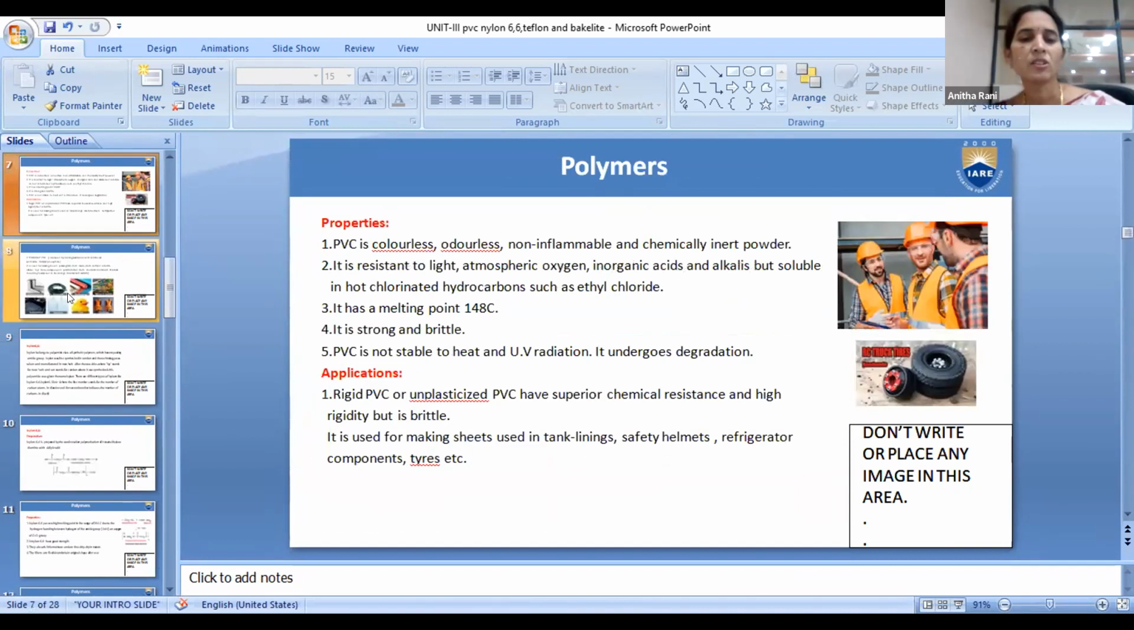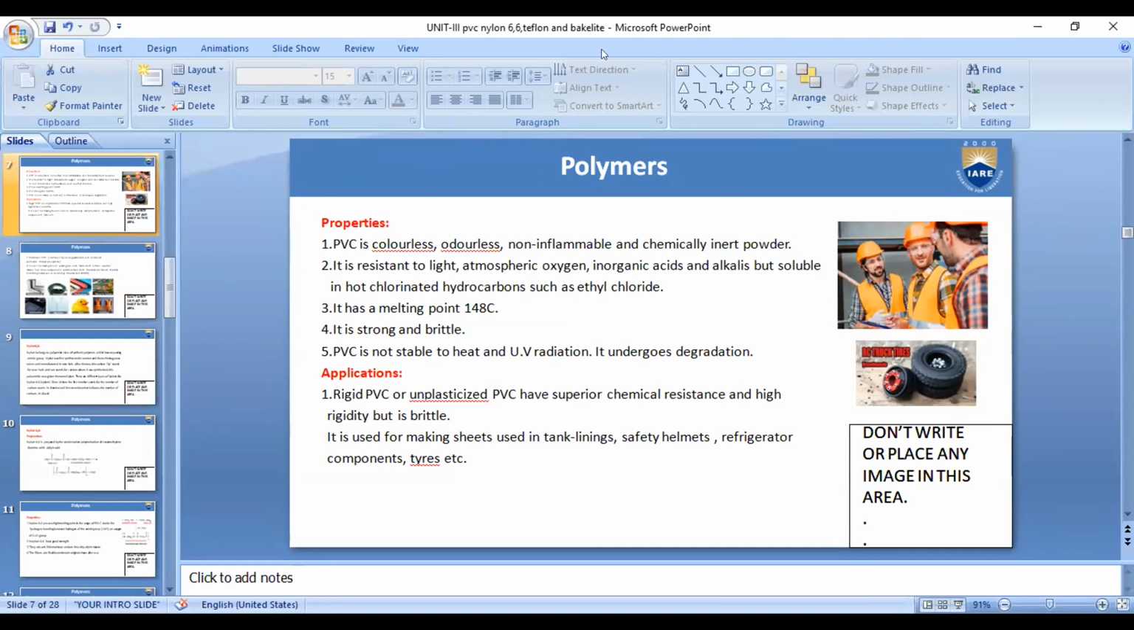Now tell me, PVC. It is resistant to? Non-inflammable, chemically inert. It is colorless, odorless. It is resistant to light, atmospheric oxygen, inorganic acids and alkalis.